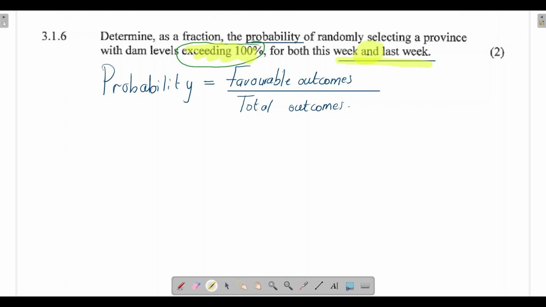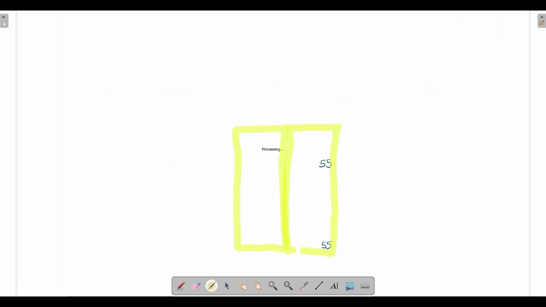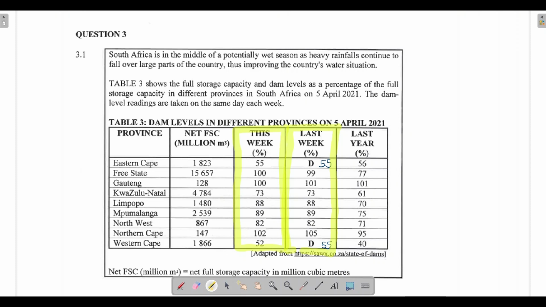So let's have a look at the table and let's look for values that exceed 100% for both this week and last week. So that is 55 and 55, so it's not exceeding. 199, that is not exceeding for both of them. 101, so this is exceeding, but for only one of those values. So we need both of them to exceed 100%. We can't say it's 100 and 100. We can't say that 100 is exceeding 100 because it is equal to 100. We want values that are more than 100.